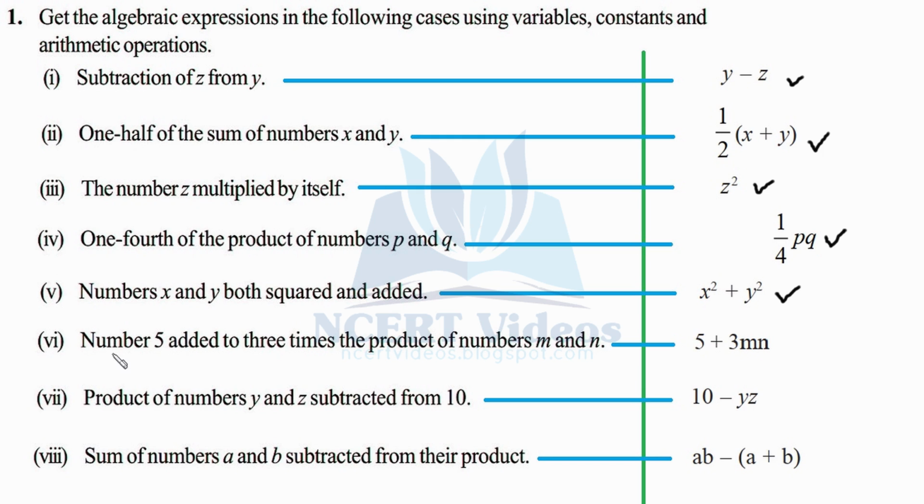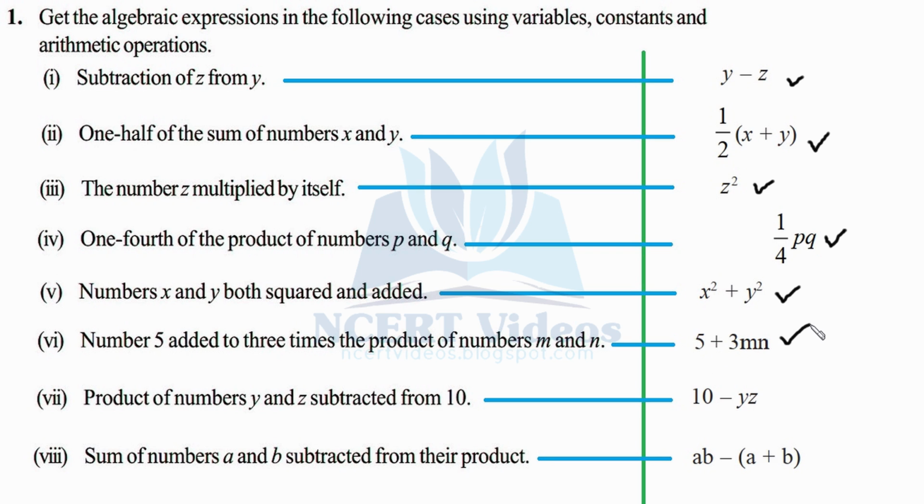Sixth, number 5 added to 3 times the product of numbers m and n. So first of all, we will not see the added portion. We will consider this part, that is 3 times the product of numbers m and n. What is product of two numbers? It is simple multiplication, that is mn. Therefore, we write mn, but we have to take this thing 3 times. Therefore, we wrote 3 into m into n, and then we add 5 to it. That is 5 plus 3mn. This could also be written as 3mn plus 5.